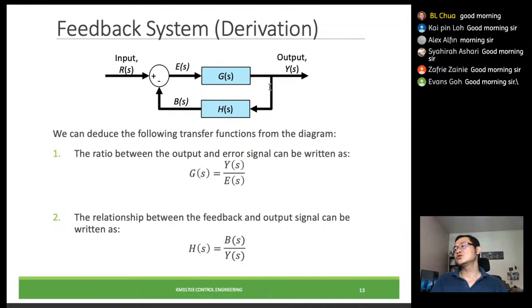Similar to the feedback, since this is a branch off, this Y will now go here. The Y signal, after going through the H transfer function, we would get B. In other words, the relationship between the feedback and the output signal will give us the transfer function of H.